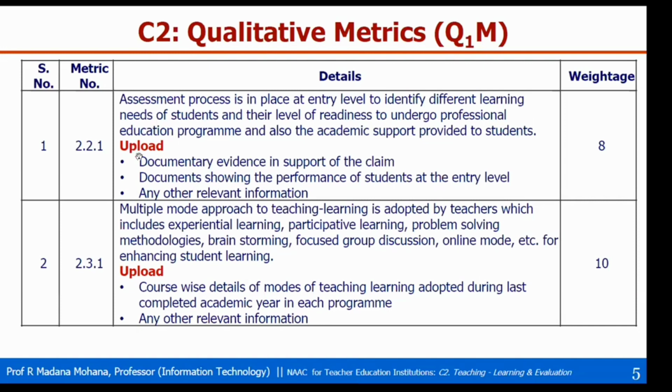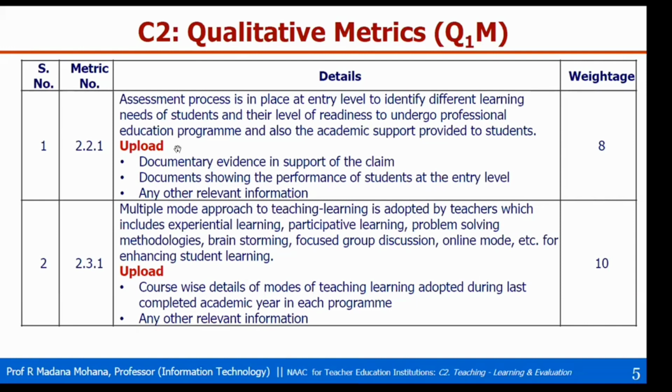So for this, you need to upload the following: documentary evidence in support of the claim. Whatever activities you are showcasing to meet this metric, you need to provide supporting documents. Then also a document showing the performance of students at the entry level. How you are assessing the performance of the students at the entry level, what criteria you adopted, for that you need a supporting document, in addition to any other relevant information. All these documents you need to upload whenever you are filling the NAAC self-study report, on the NAAC portal itself, online only.